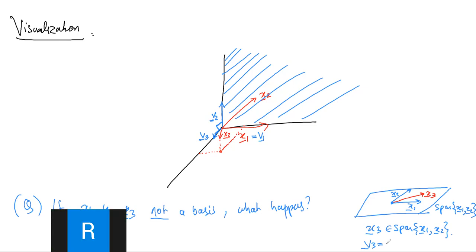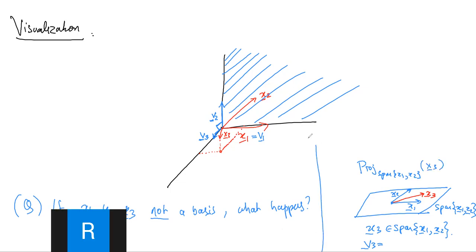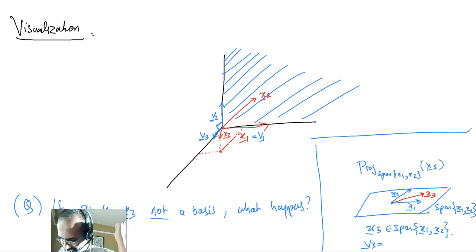Now, what is v3 going to be? I'm not sure. Okay, what's the projection of x3 onto the span of x1 and x2 in this example? What's the closest vector in the span of x1 and x2 to x3? Wouldn't that just be x3? Yeah, just x3. So what's v3 in that case? Wouldn't it be the same thing?